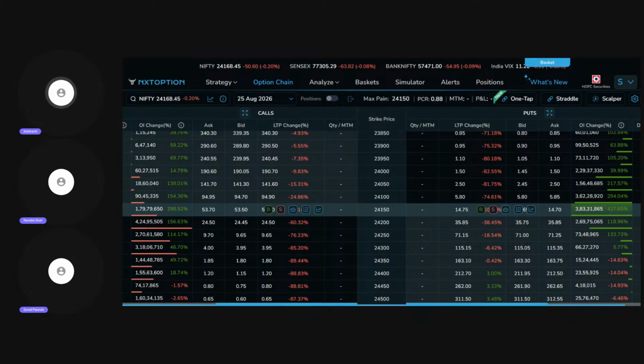At the 24,100 call, open interest is around 1.41 lakh contracts with a fresh addition of almost 85,848 contracts in the current session. Around 24,150 call, open interest has increased to around 2.98 lakh contracts with a massive fresh addition of around 2.29 lakh contracts. And at the most important level, 24,200 call, open interest is highest, around 6.24 lakh contracts, with a fresh addition in today's session of around 3.69 lakh contracts. So it is a very significant number.